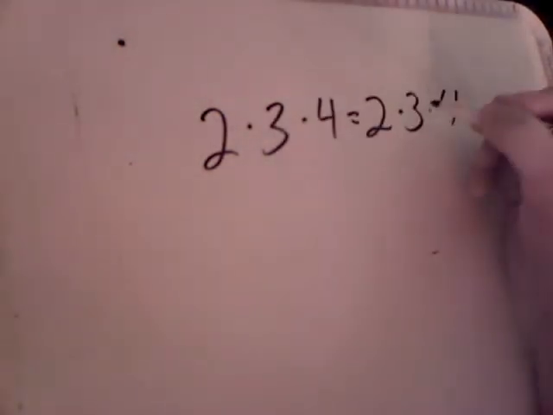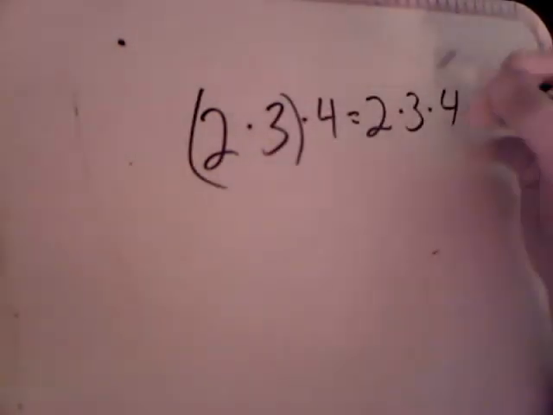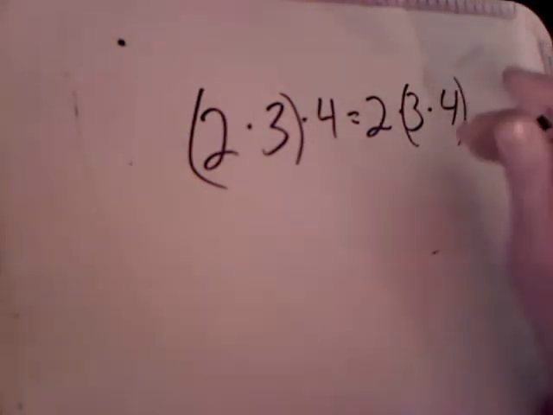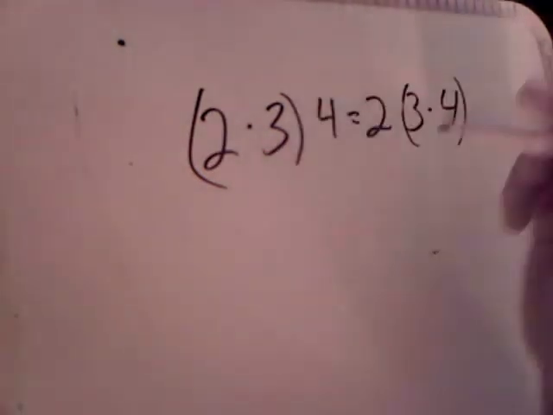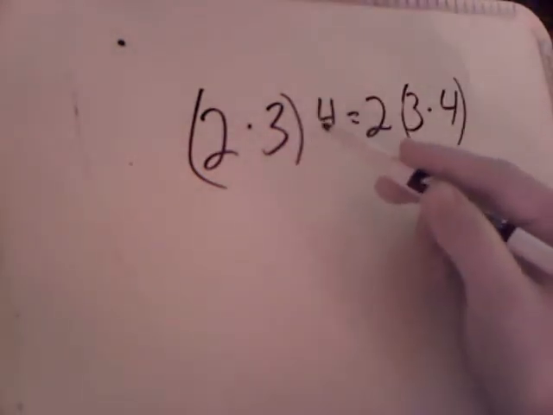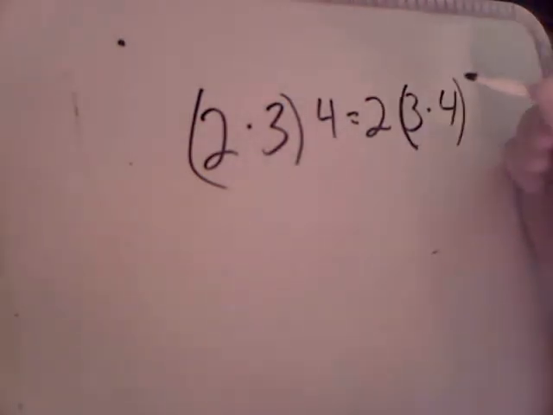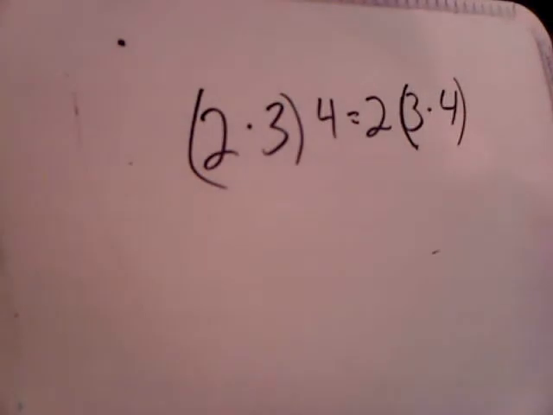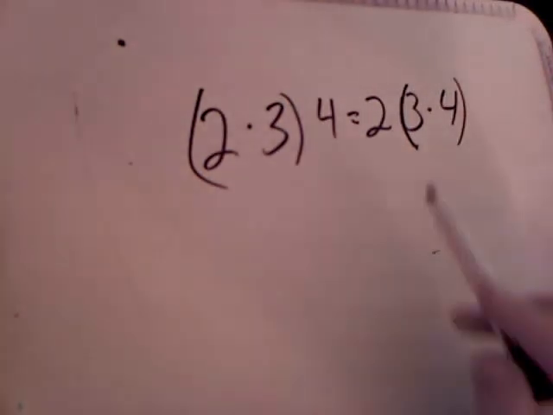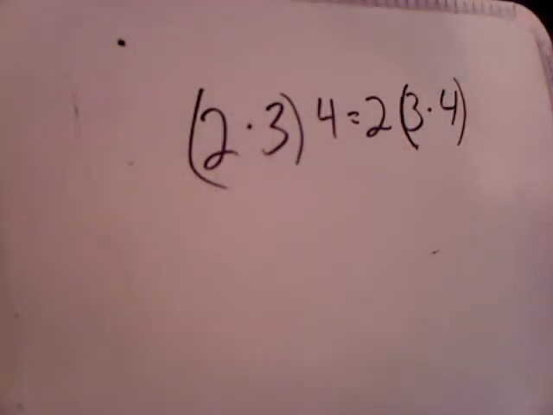So you might see 2 times 3 times 4, 2 times 3 times 4. And then we're going to put in the parentheses. And the thing that might change here is that you actually don't need the multiplication sign when you have a number next to the parentheses. You don't need the multiplication sign because no sign automatically means multiplication. So if you see a problem like this, it means you're still going to multiply.